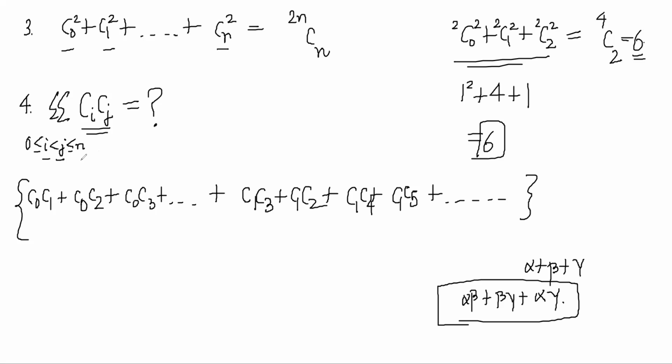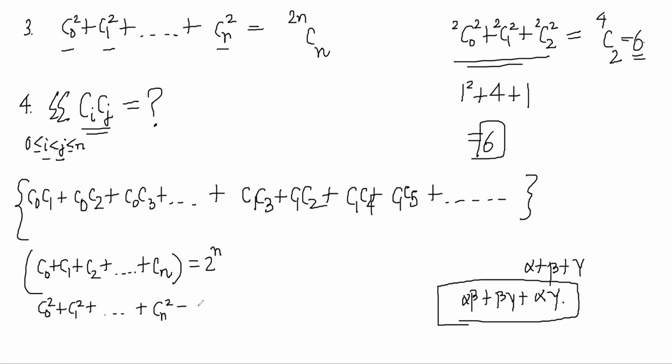Okay. So for this summation, we know this result, right? C0 plus C1 plus C2 plus up to Cn is equal to 2 power n. And now we also know one more thing: C0 square plus C1 square plus up to Cn square is equal to 2n Cn, right? So now this looks like, if you had squared it, you would have gotten these terms plus 2 times the double summation, right? You understand what I'm saying?